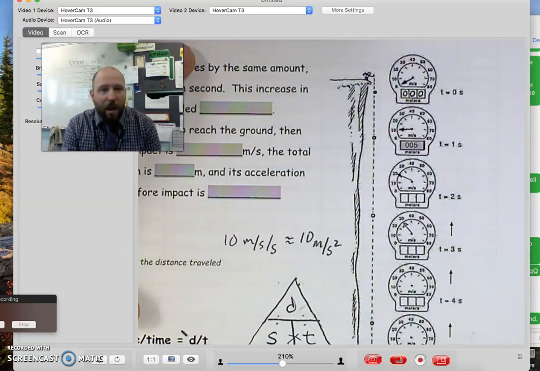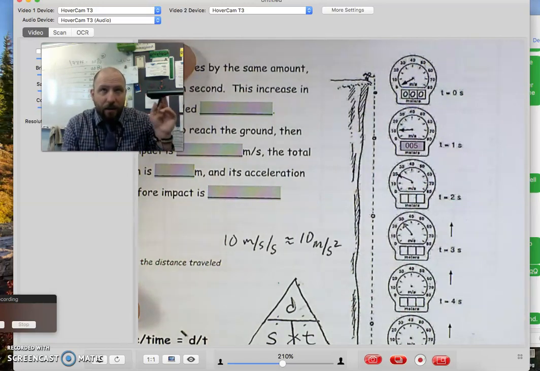Well, can anyone help me out? What's 10 plus 0 divided by 2? Because we have an initial speed of 0, we have a final speed of 10. 10 plus 0 is 10. Divided by 2 would be 5. Oh, check that out.